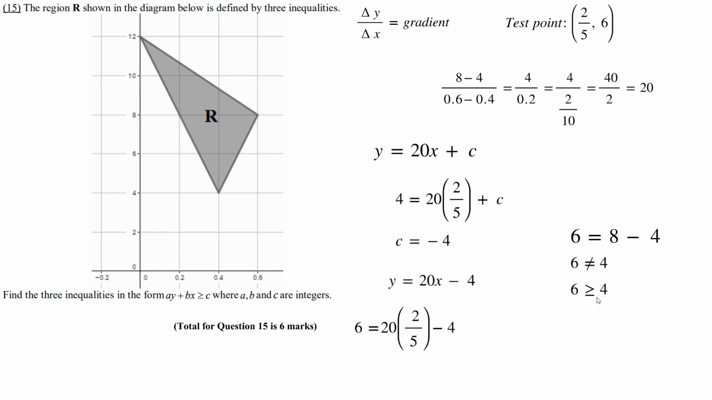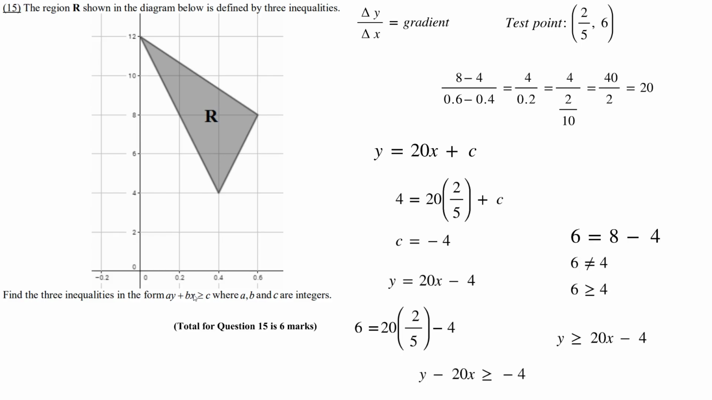The reason why it's equal to as well is because, like I said, it's not a dashed line. So if it's ever not a dashed line, it means there'll always be an equal to sign there. So we'll put that symbol into there. So y is greater or equal to minus 20x minus 4, and then put it in this form: so plus 20x.